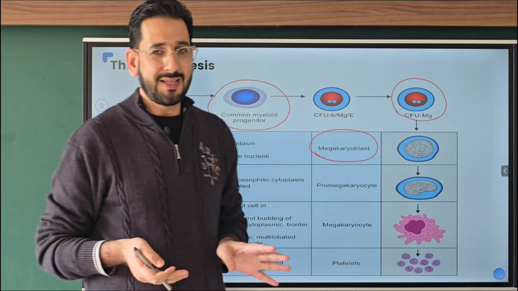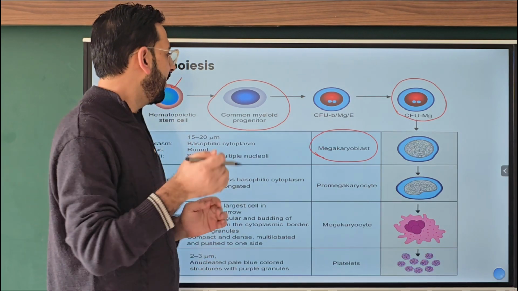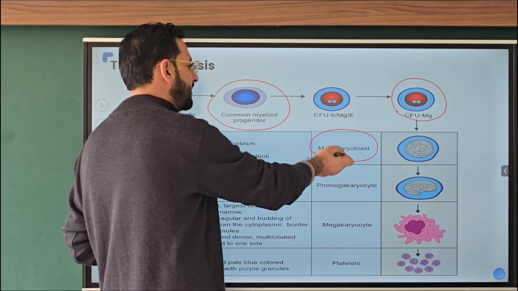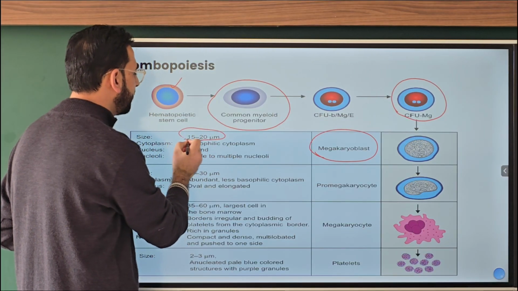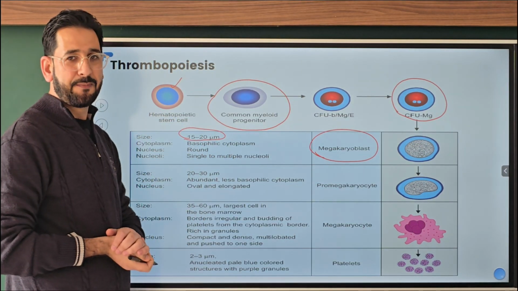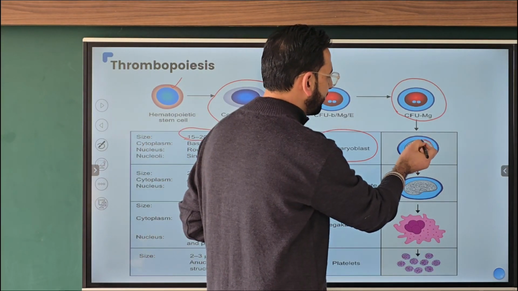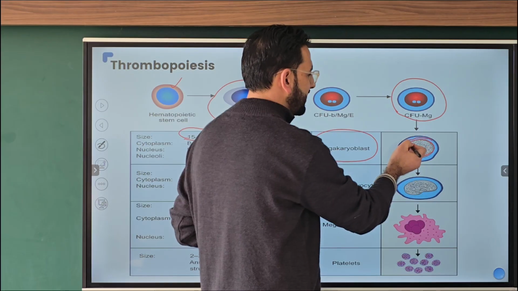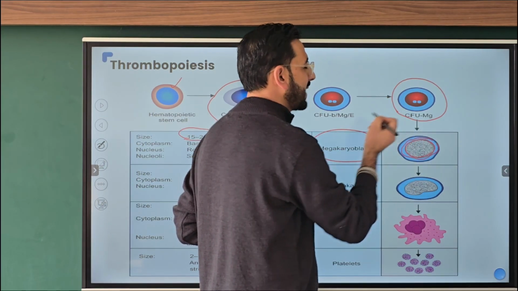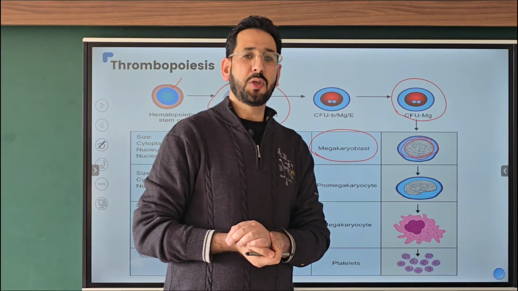But it is opposite in this case. In case of thrombopoiesis, the formation of platelets, we have the megakaryoblast, and you can see here the size of the megakaryoblast is 15 to 20 micrometers. Okay, and it contains a big nucleus, and there is basophilic cytoplasm, and the nucleus contains multiple nucleoli.